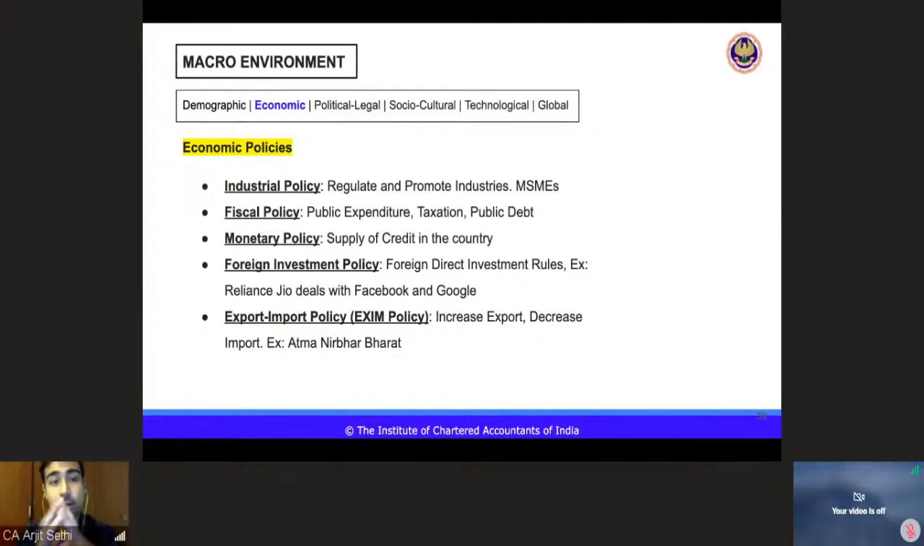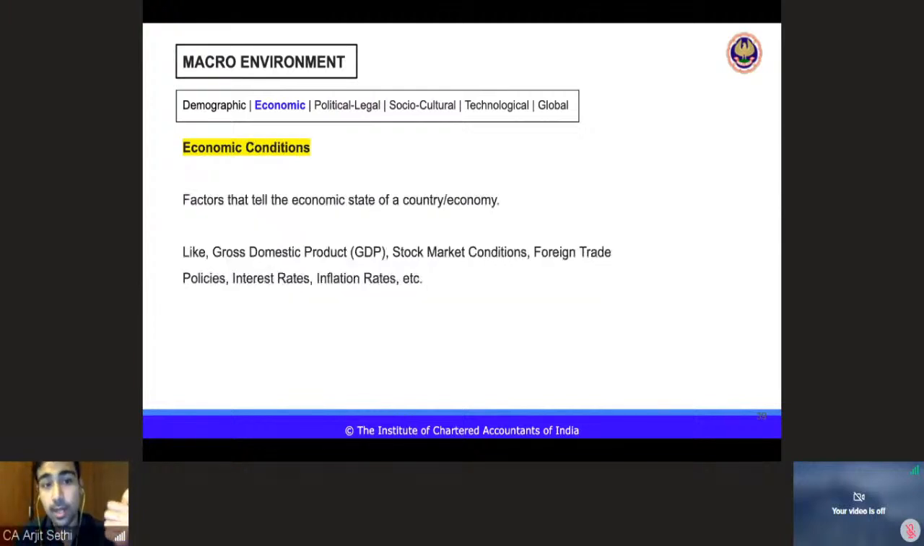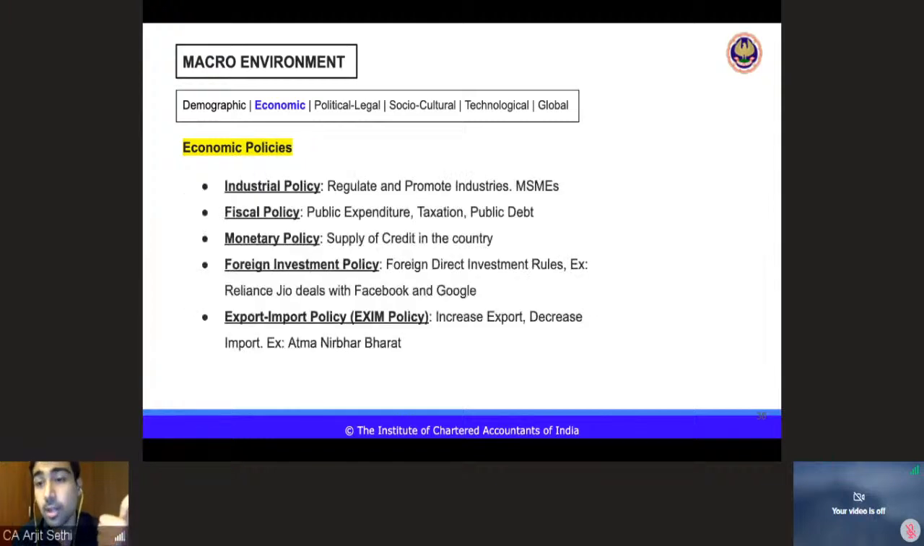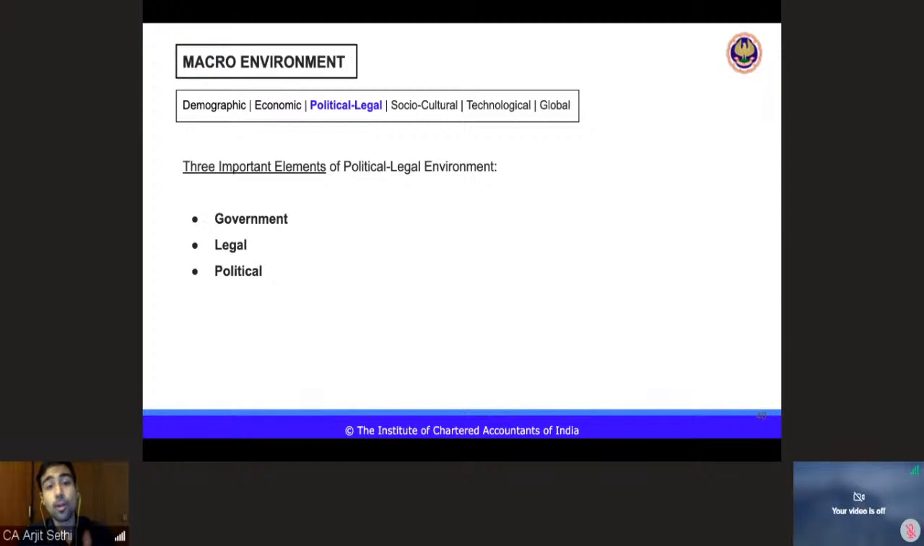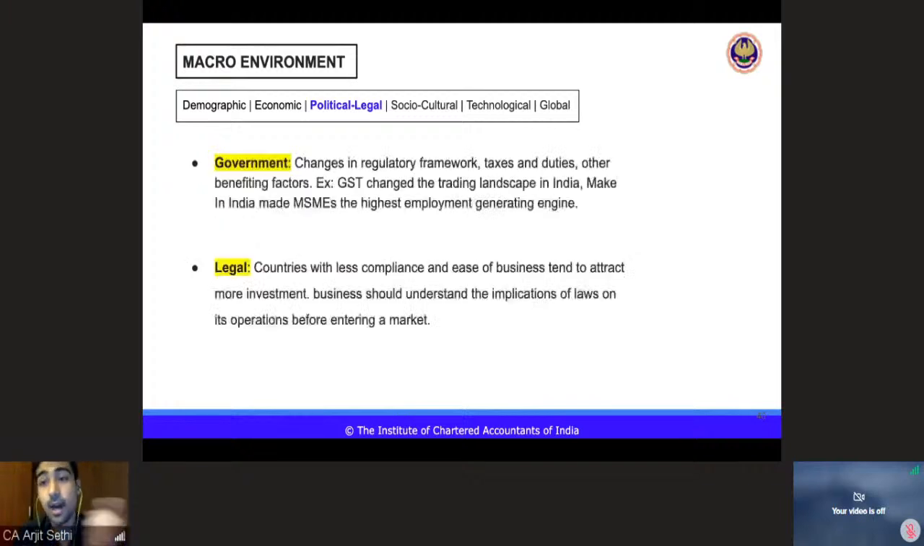So we understood about economic system, economic condition, and we also talked about economic policies that form part of the economic component of the macro environment. Now let's move on to political and legal. Three important elements of the political and legal environment are first government, second legal, and third political. So what is government?